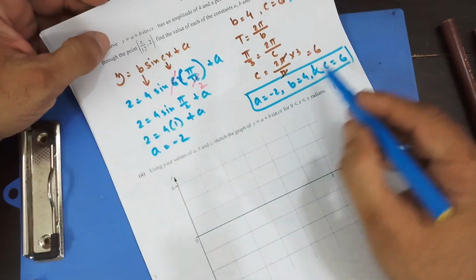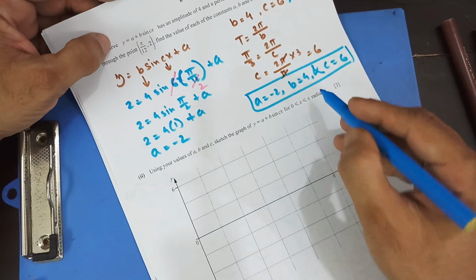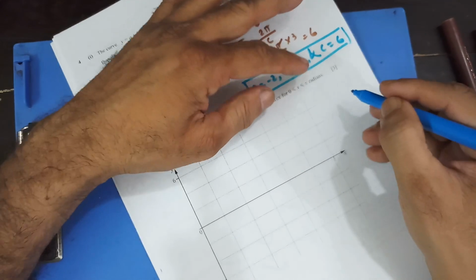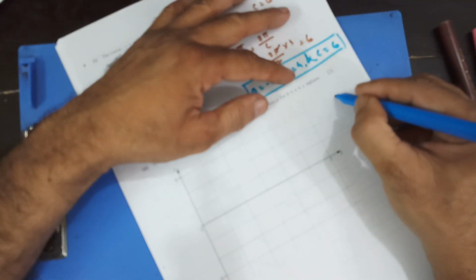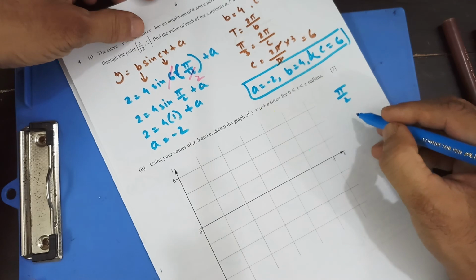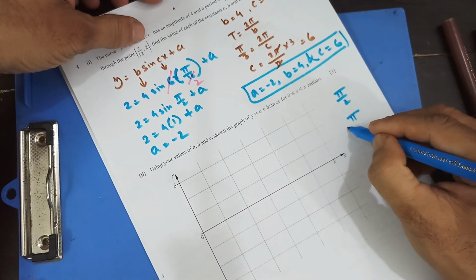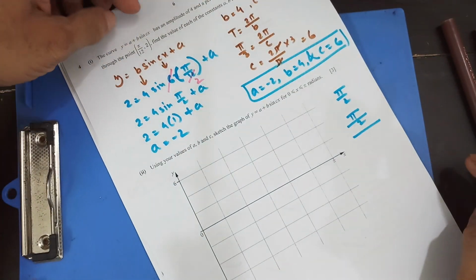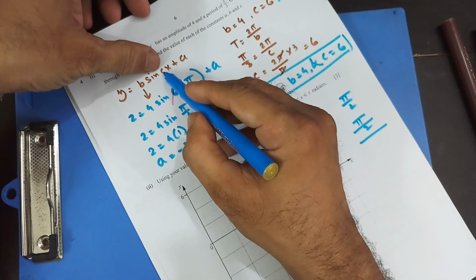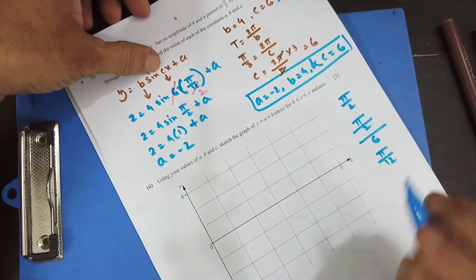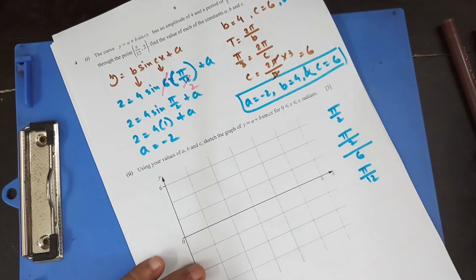Okay. Using your values of a, b, and c, sketch the graph, this one for 0 to pi radian. Okay, 0 to pi radian. Now usually our regular interval is pi by 2, but whenever we have c, our regular interval is going to be that regular interval divided by this c. In this case, c is 6, so that's going to be pi by 12. Okay, but we're going to come to that later on.